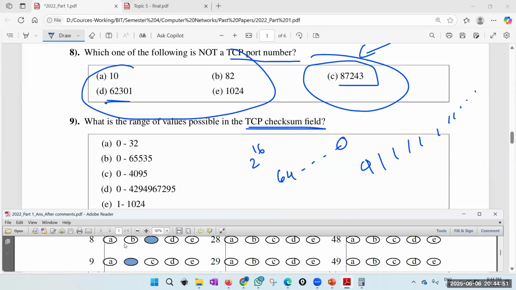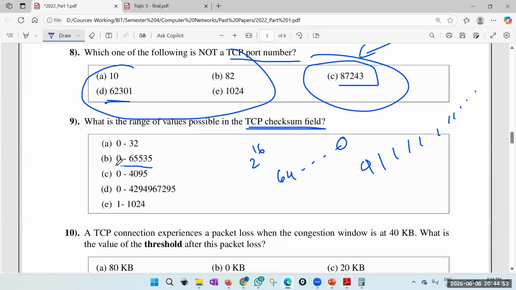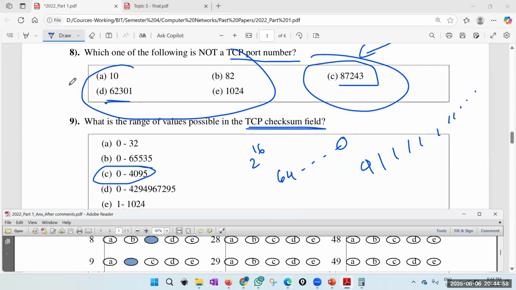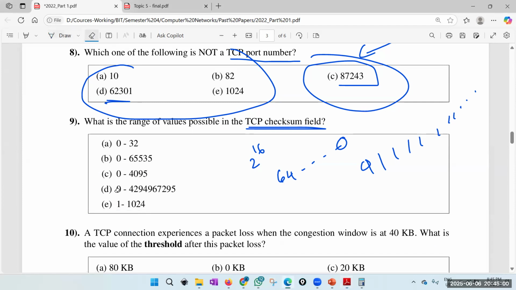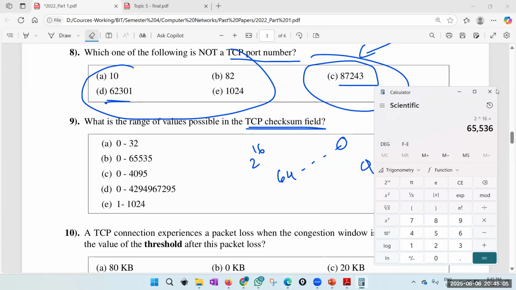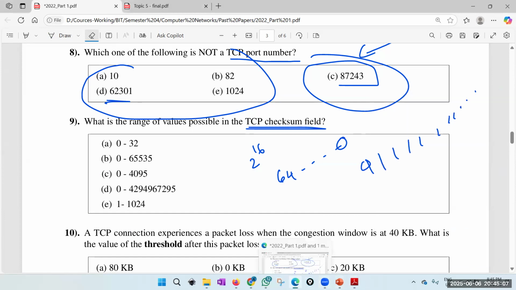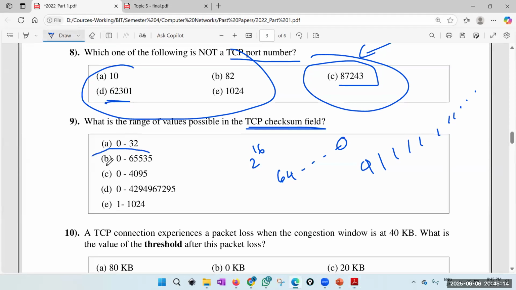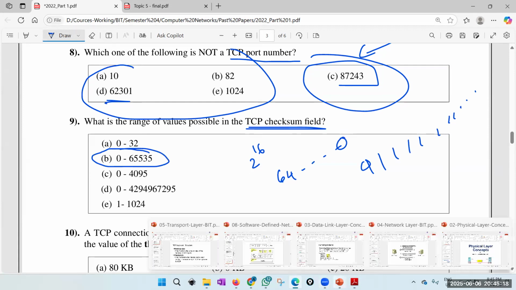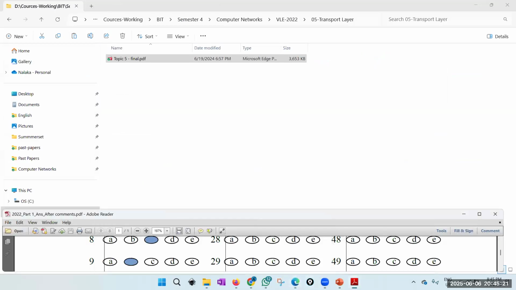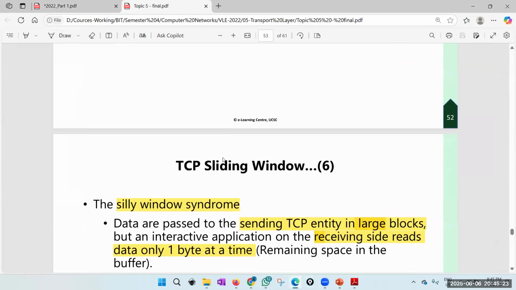So the examiner's answer should be 0 to 4095. Sorry, 0 to 65,000, because the answer to question 9 is B. That is 0 to 65,000, which means it must be 16 bit. Have they mentioned anywhere that it is 16 bit?